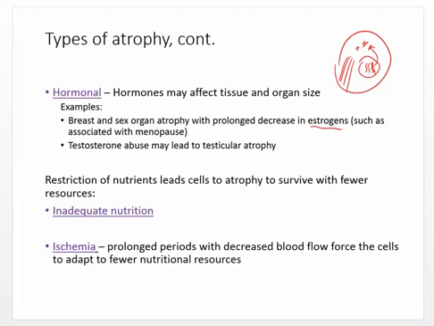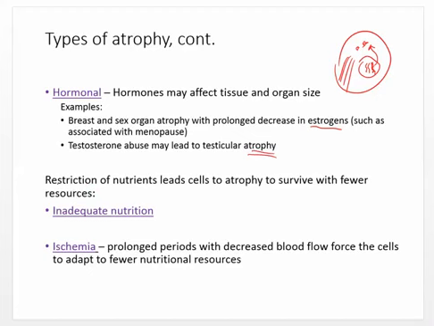Okay, so examples: breast and sex organ atrophy with prolonged decrease in estrogen, such as is associated with menopause. And of course, again, over time, these atrophied cells may in fact just simply go away. They may go for such a prolonged period without any kind of a growth signal that they just go through apoptosis and die. Testosterone abuse may lead to testicular atrophy, so the testicles will shrink because that's their job. There are cells in there that make testosterone, but if there's negative feedback and there's plenty of testosterone, then those are not being used, and so they'll again preserve their energy and they will atrophy.